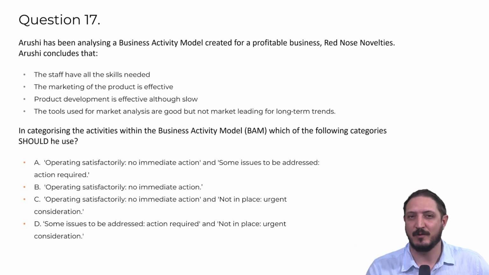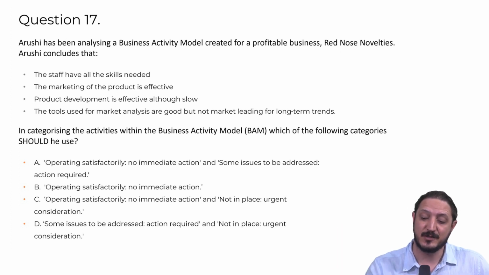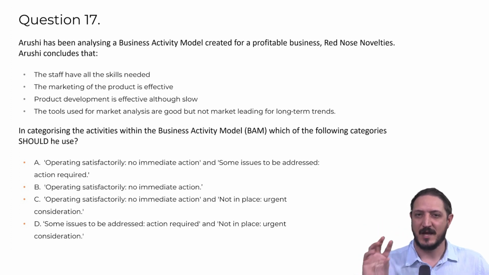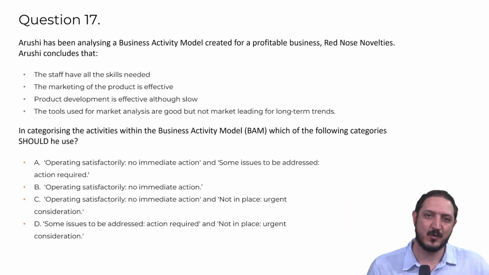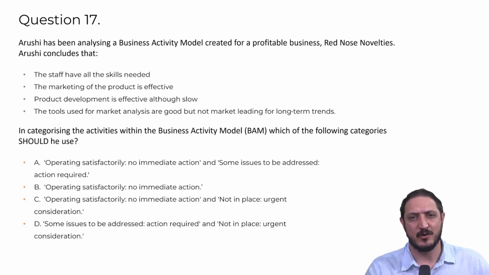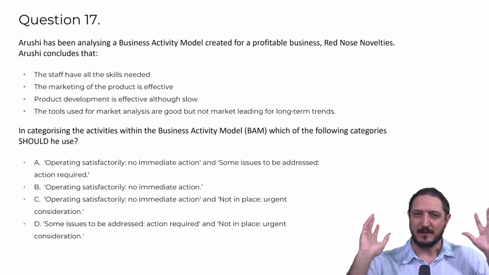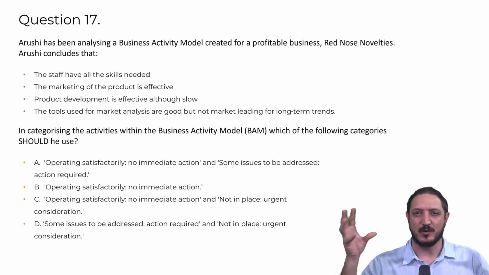The second category that we may put our activities from the business activity model into is some issues to be addressed, action required. In this case, we need to give it some attention, and we need to take some actions to change it a bit in order to move towards this target operating state. Then the third one is not in place, urgent attention required. In this case, the activity may not even exist, or it may need to be completely overhauled. So we need to address it.